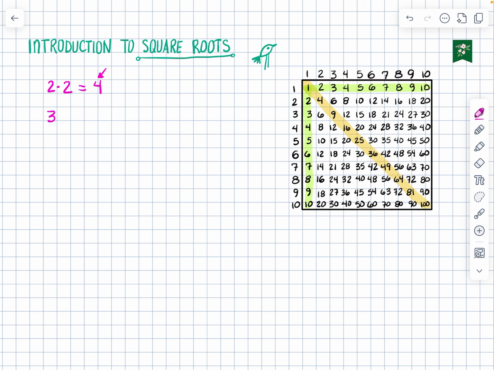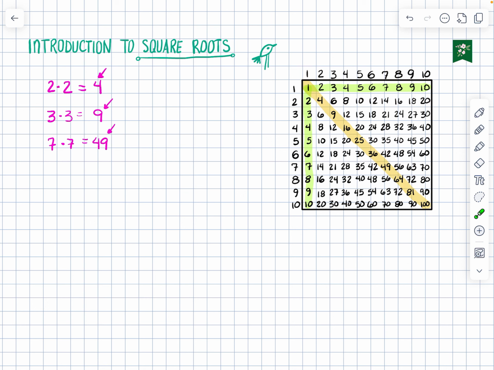Another number would be 3 times 3 is equal to 9. 9 is a perfect square. It's the result of multiplying a number times itself. Let's do one more. Say 7 times 7. That's equal to 49. And 49 is a perfect square.